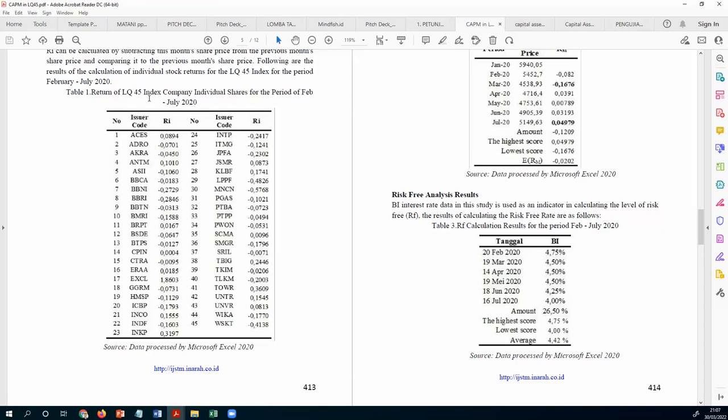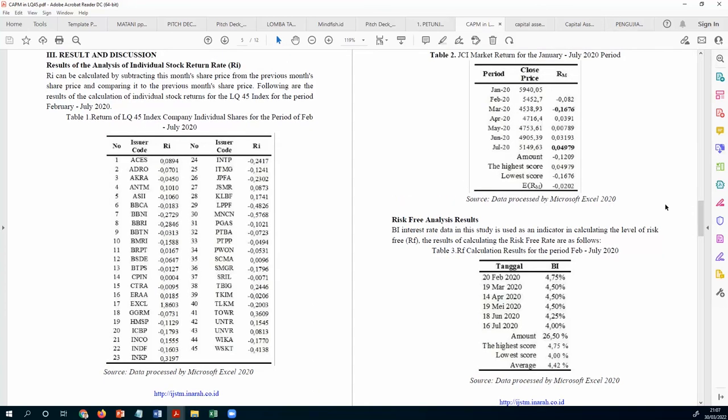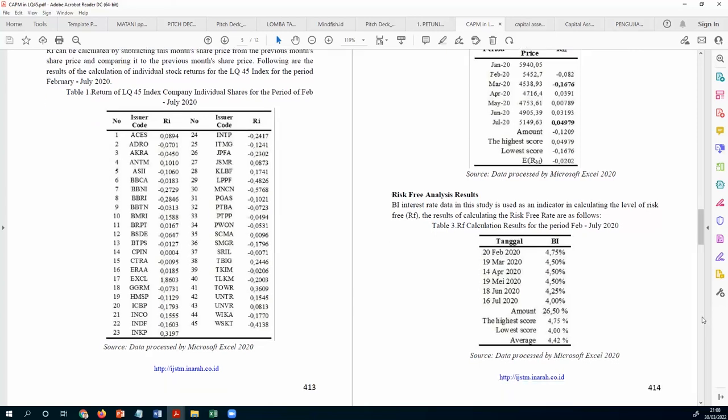So this is the LQ45, 45 blue chip companies. And how many periods, Pak? One period only, a one-year period. From what point, Pak? Anytime, March 22 until March 21. Just make it 2021, Pak. The whole year, 2021. Make it monthly, and then.